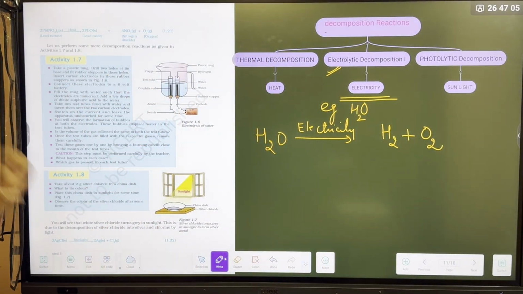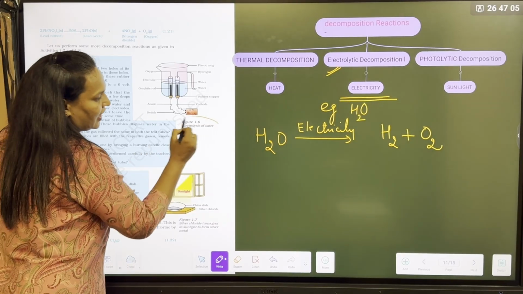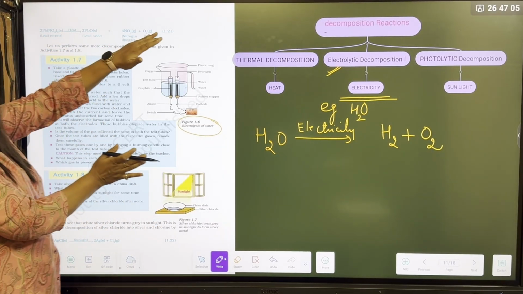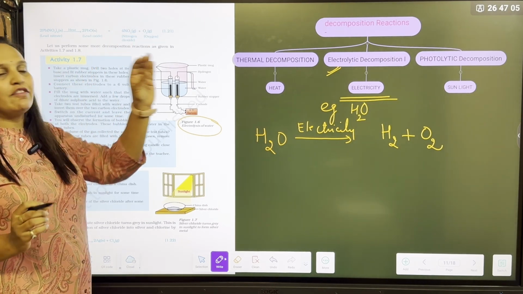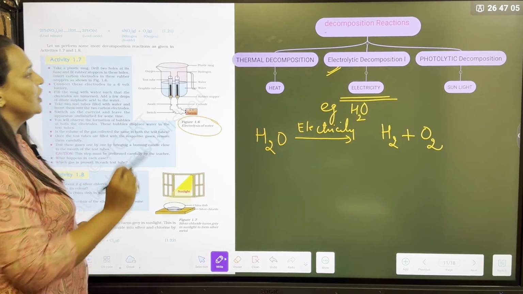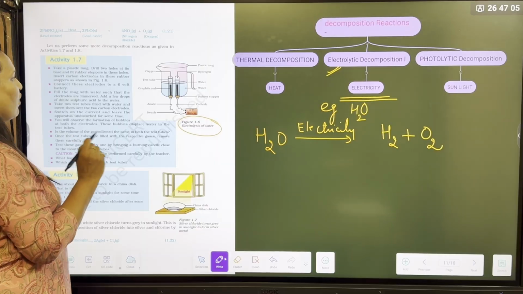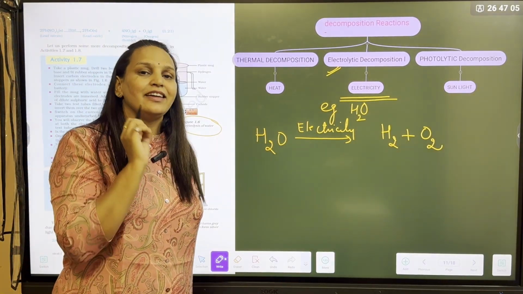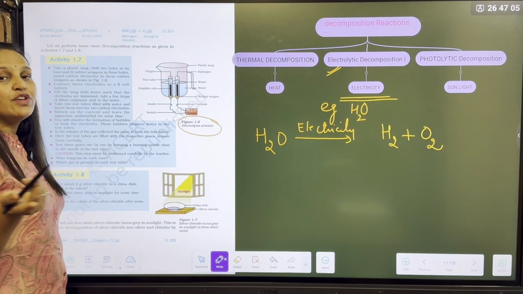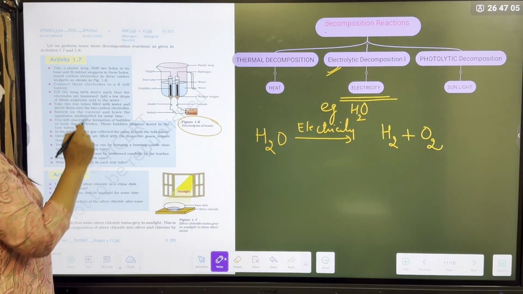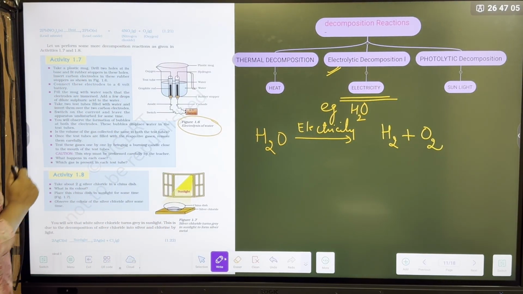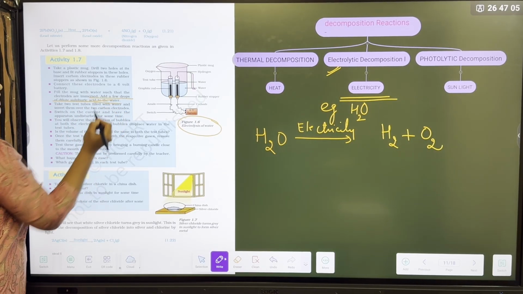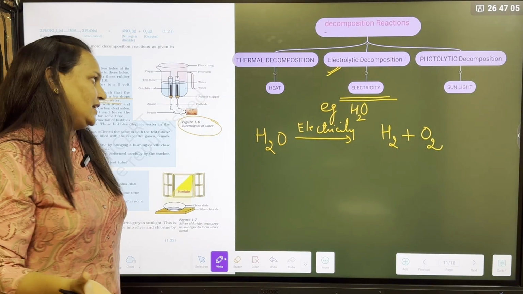See this figure, 1.6 in your NCERT, electrolysis of water, which is very important. They will show you the figure and create a 1 mark question, A, B, C, D. So first of all, we take distilled water. We never take tap water because the impurities will interfere in the reaction. But as we know, distilled water does not conduct electricity, so we add a few drops of acid. Why? To conduct the electricity.